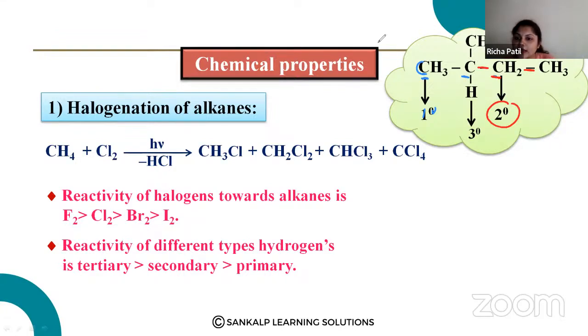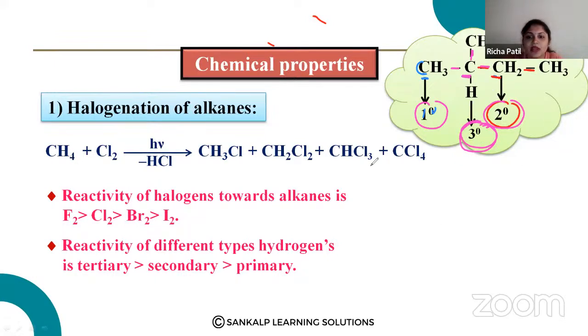Then the center carbon is attached to one, two, three carbons. So it is a tertiary carbon. So this is primary carbon, secondary carbon, and tertiary carbon. If a carbon atom is attached to one carbon, it is primary. If attached to two other carbon atoms, it is secondary. If attached to three carbon atoms, it is tertiary.